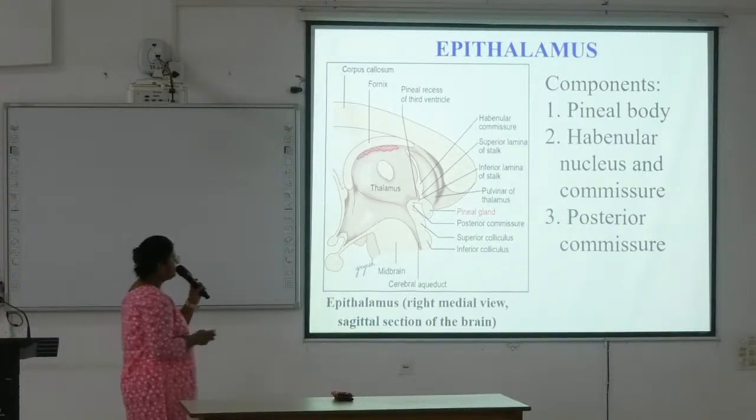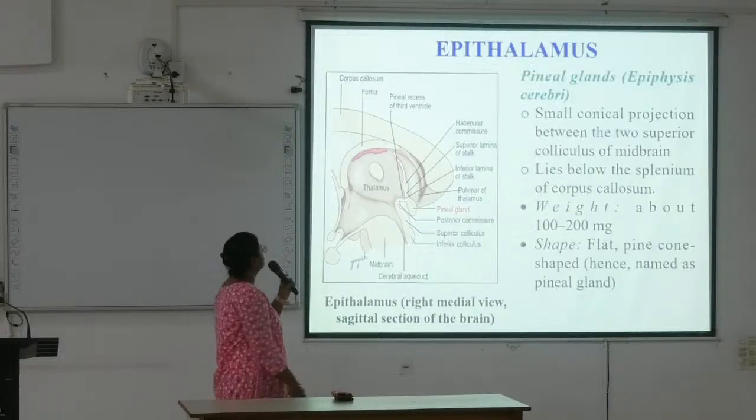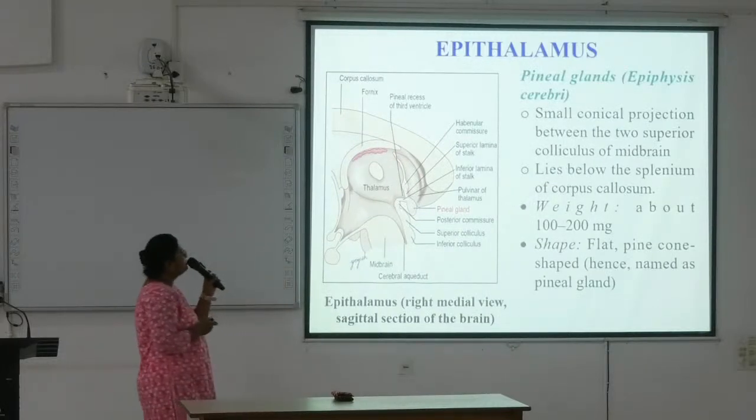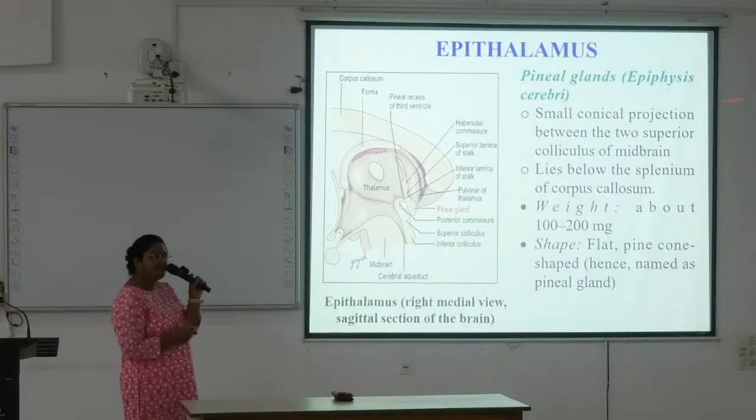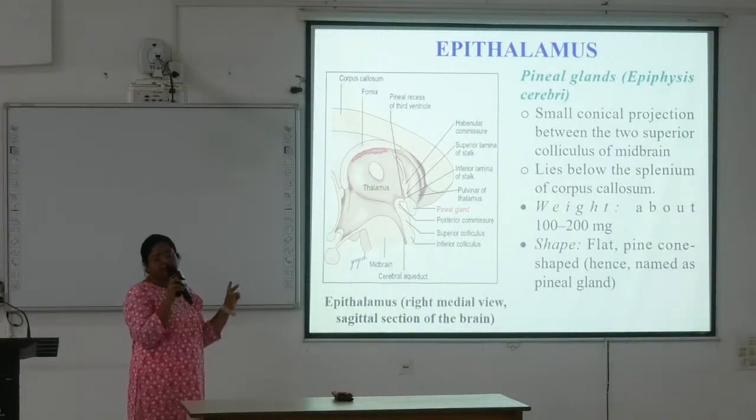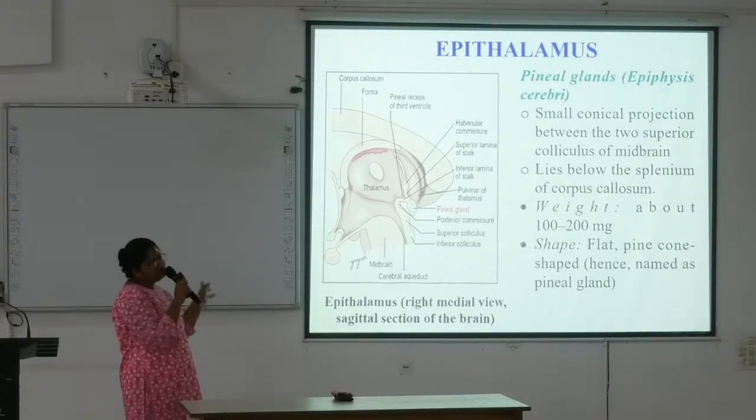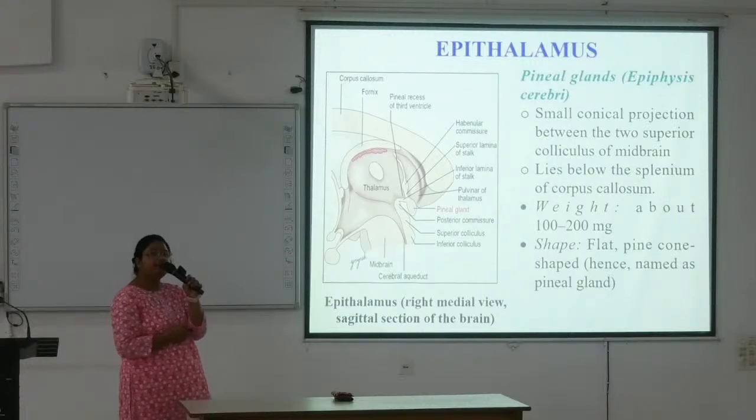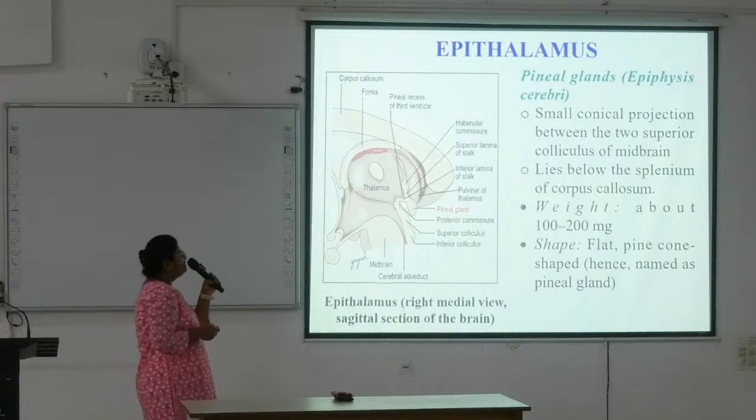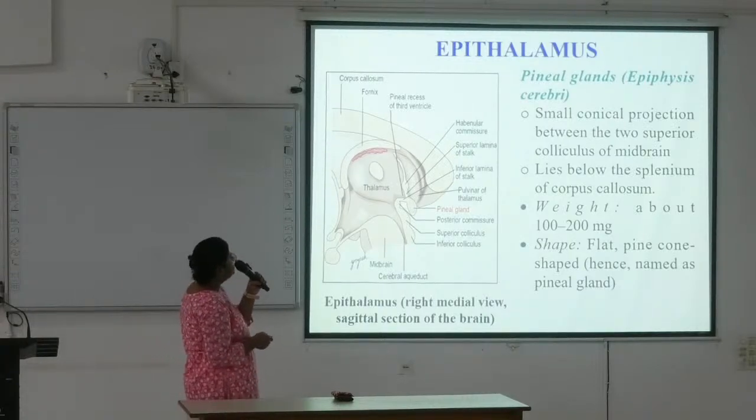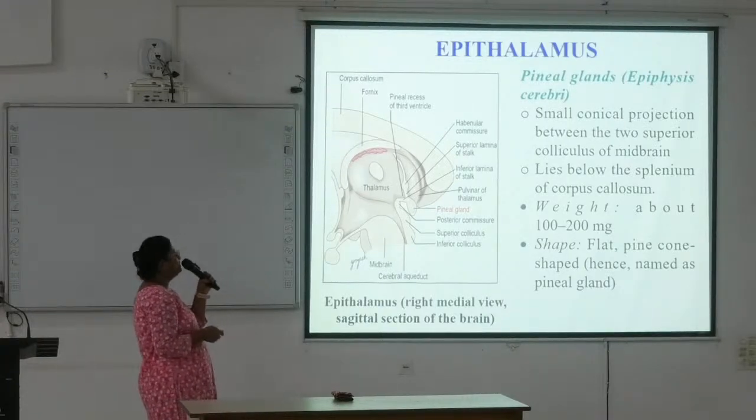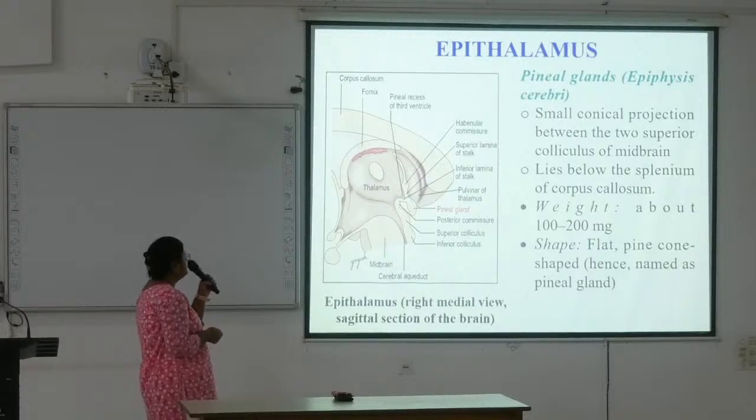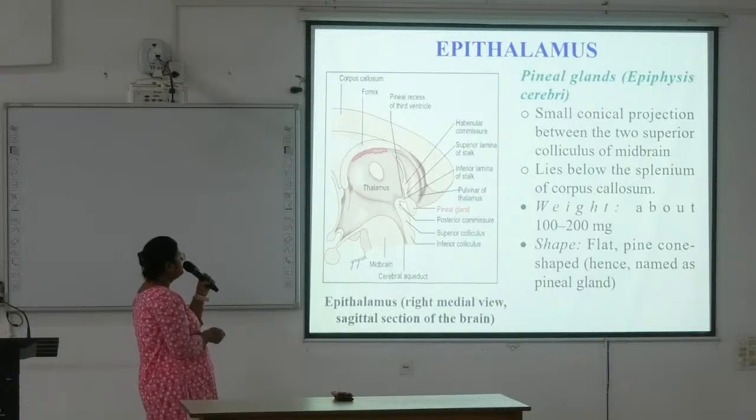Okay. Next. So first we will discuss the pineal gland or epiphysis cerebri. This comes as a short note. Pineal gland or also epithalamus can come as a short note. Most commonly this pineal gland comes as a short note. It is a small conical projection between the two superior colliculus of the midbrain here. So these are the superior colliculus. In between the two superior colliculus, it is a projecting structure, pineal gland.